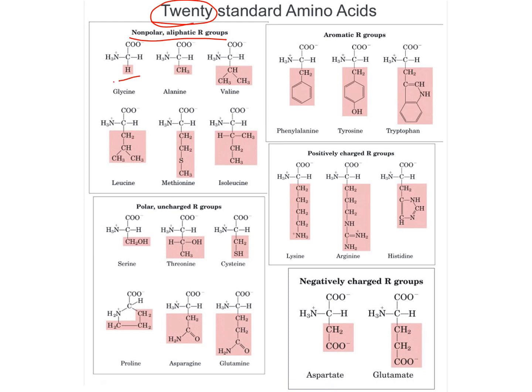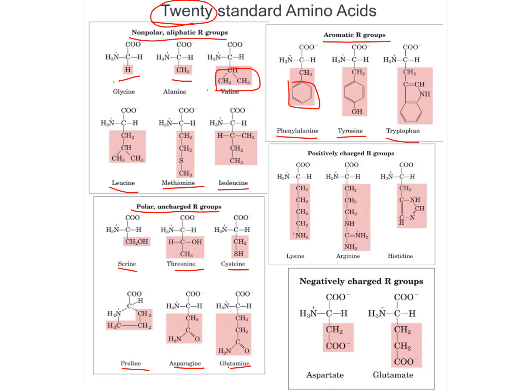Glycine has just a hydrogen as its R group. Alanine has a carbon and 3 hydrogens, and then valine has this structure. And all of these, leucine, methionine, and isoleucine, are nonpolar. Then there are polar R groups. Polar R groups are found on the amino acids serine, threonine, cysteine, proline, asparagine, and glutamine. You also have aromatic R groups. Aromatic means that they have a ring structure on them. So that's phenylalanine, tyrosine, tryptophan.